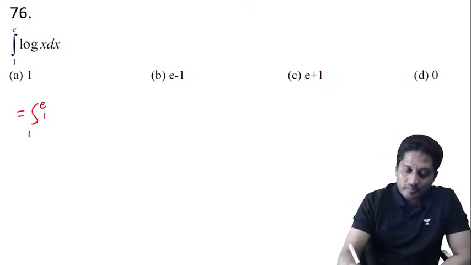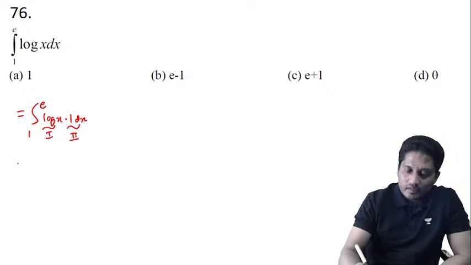1 to e log x can be written as log x into 1, right? Log x into 1, this will be first, this will be second. Let us use by parts. First function is log x, integration of dx is x. Minus integral of second is x, differentiation of log x is 1 by x.